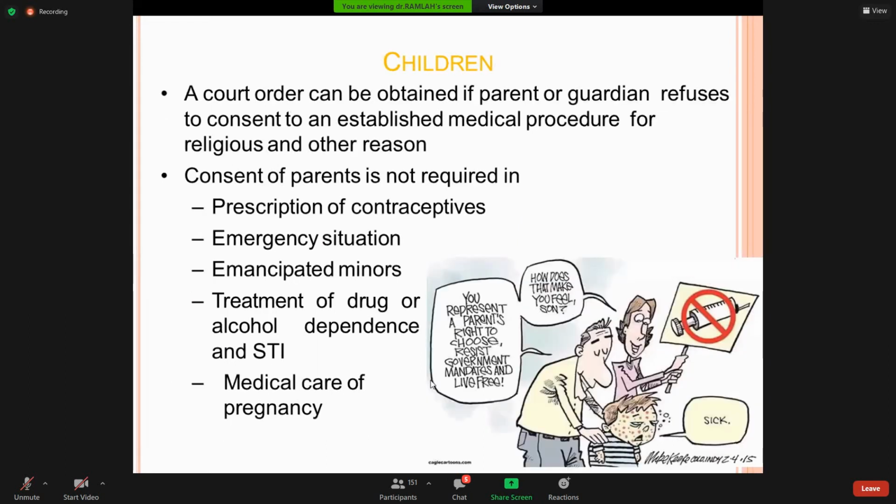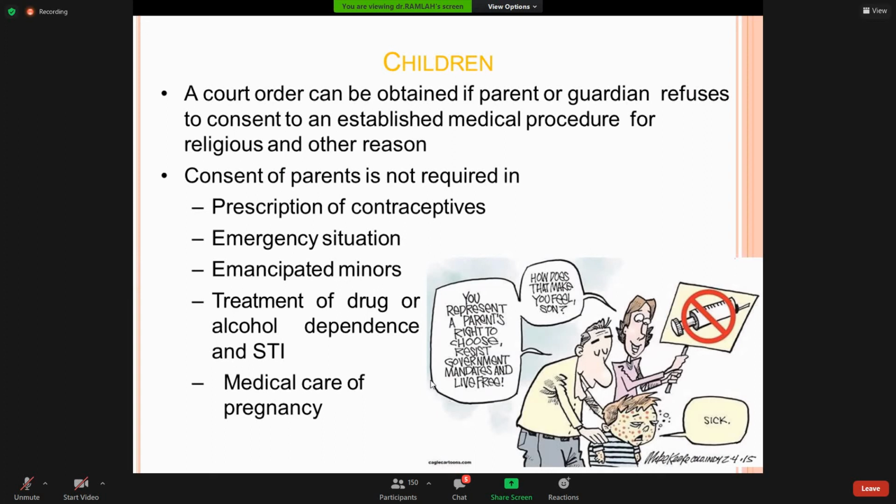In cases of the children, a court order can be obtained if parents or the guardian refuses to consent to an established medical procedure for religious and other reasons. Sometimes what happens, if they are not affording, they will take it, like as I have seen in my practice when I was doing my house job, the child was needing the chemotherapy at that duration and parents quit it off.